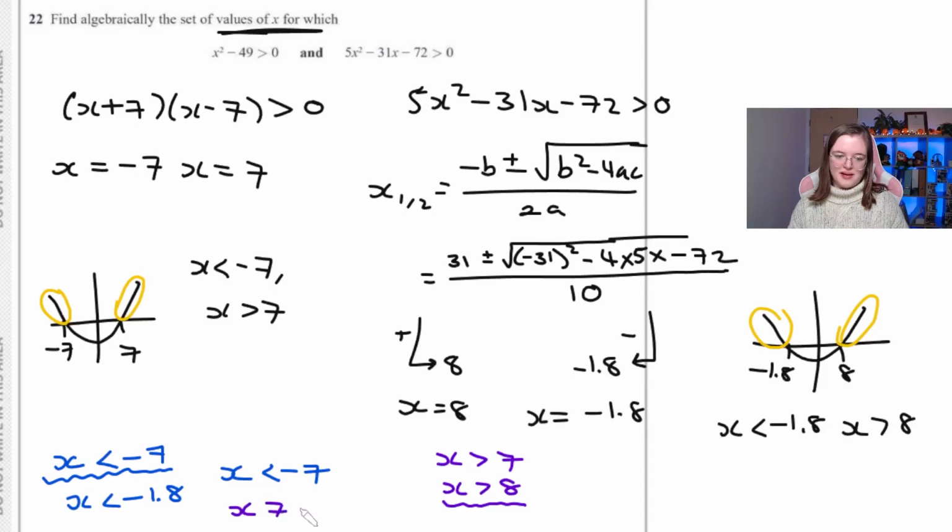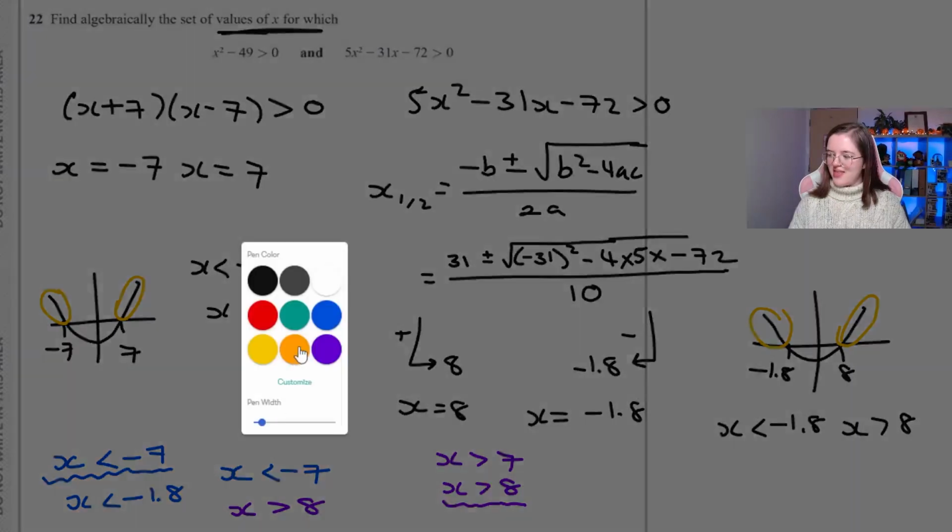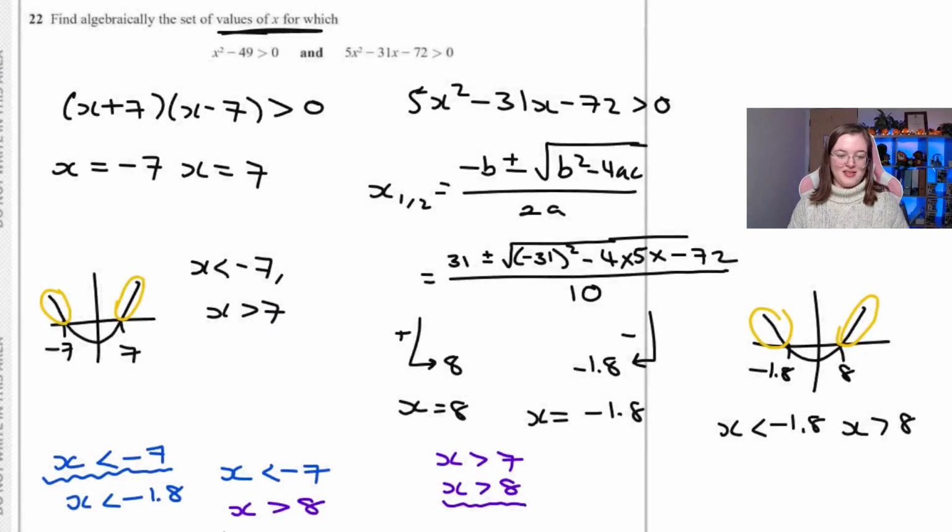So that means our inequalities are going to be x is less than minus 7 and x is bigger, oop, that's not bigger. x is bigger than 8. And that is our final answer. And that is then the end of the paper. There we are. And there we are then, that was Edexcel paper 2 from June 2022, the higher paper.